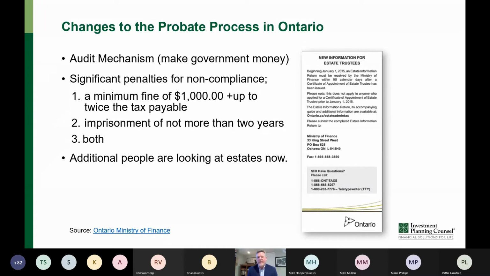Now, I've tried to get information as to how many people have been caught and whether they've gotten additional revenue from it, and so far I haven't been able to get any stats. But I doubt they're looking at every single estate; they are doing spot checks on estates to ensure that people are complying with this new rule.